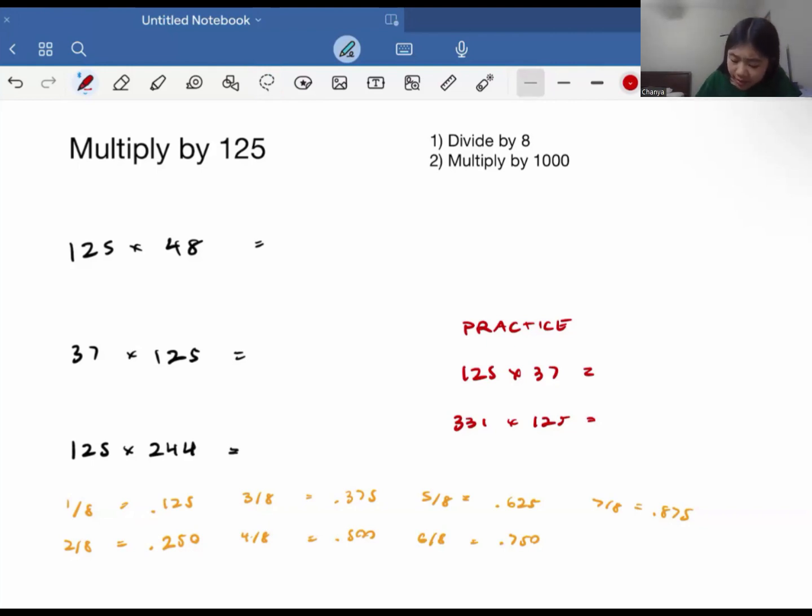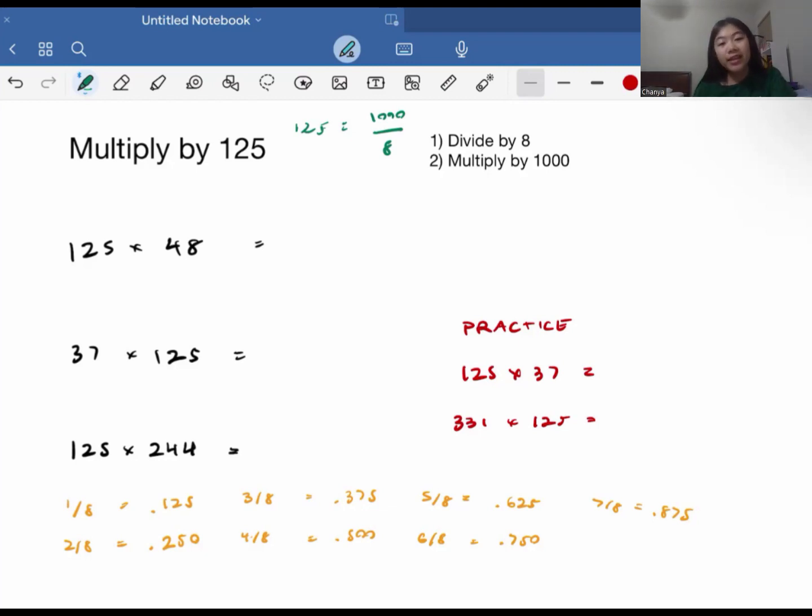Well, that's just because 125 is just 1000 over 8. 125 is 1000 over 8. This is why this process works. And usually you can do steps 1 and 2 in any order, but for me, I just usually find it easier to divide by 8 first.